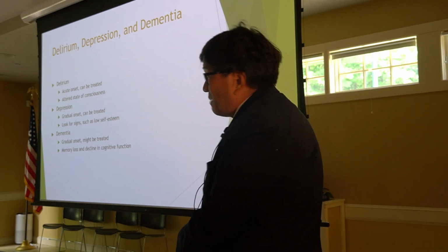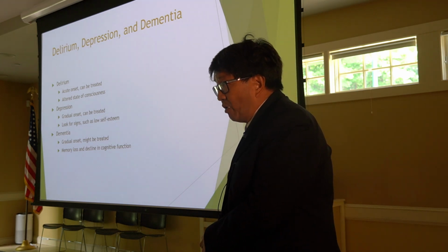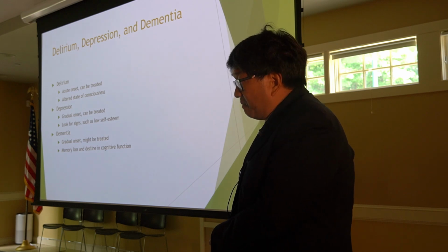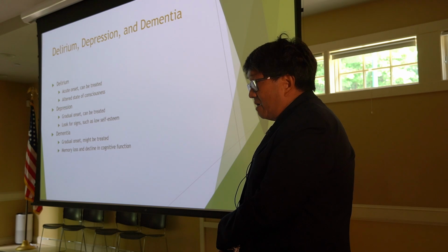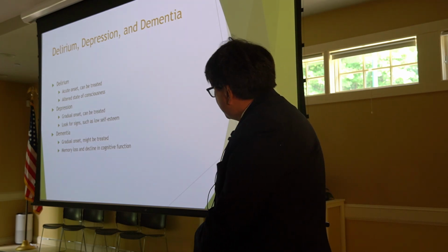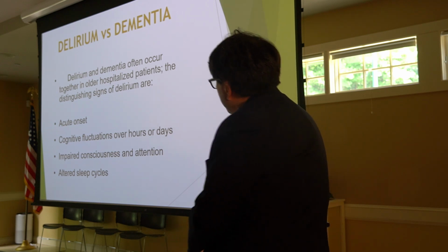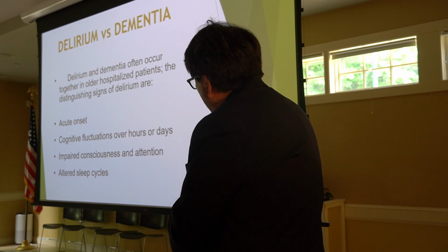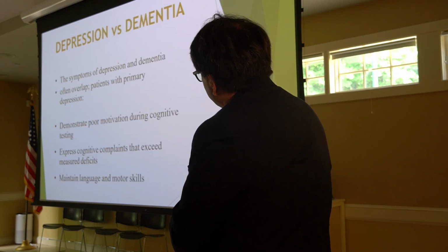Now, the other thing we think about is depression. We always make it a point to do a short depression scale, because people who are depressed can look like dementia. Here it is again, it's acute onset. It happens over hours to days. And finally, depression.